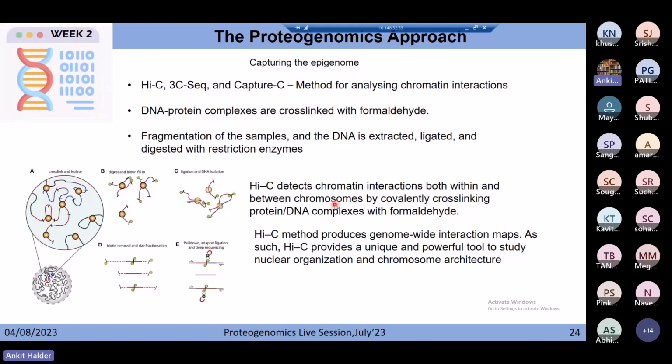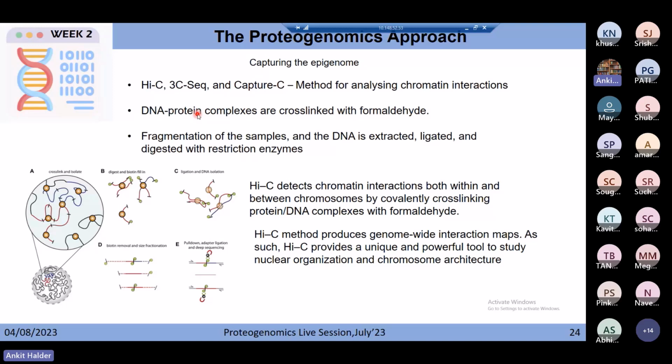And what are the cross-links between the DNA and protein in the whole mechanism of those foldings? So this is the technique Hi-C, 3C-seq, and chromatin interactions, as well as 5C methods. Firstly, DNA-protein complexes are cross-linked with formaldehyde only. As I mentioned in ChIP-seq also, the DNA-protein complexes are cross-linked with formaldehyde to get strong interactions.